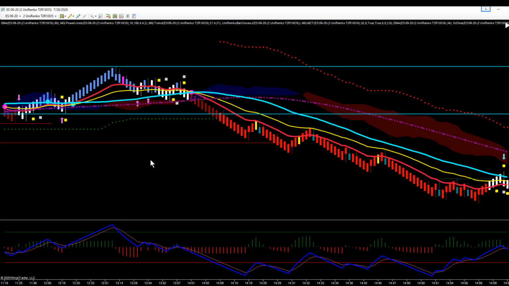So all in all, kind of a boring afternoon till towards the end, but we were patient, stayed out of the chop, finally recognized that we had a short-term compression zone, and we just waited for the breakout, and we were able to catch several pretty nice trades to the downside today.